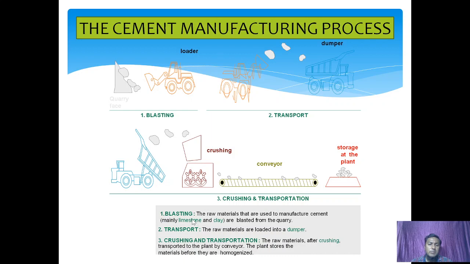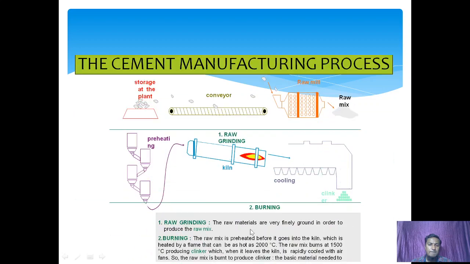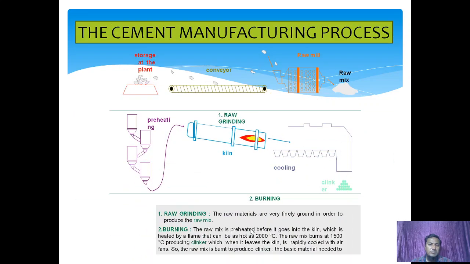So blasting: the raw materials that are used to manufacture cement, mainly limestone and clay, are blasted from the quarry, and then transported or loaded into a dumper. Then the raw materials, after crushing, are transported to the plant by conveyor. The plant stores the materials before they are homogenized. After that, storage at plant.